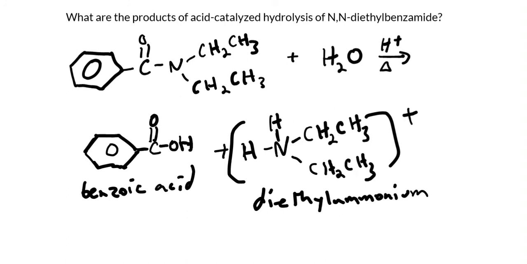So either way, hopefully this was helpful, and it gives you a better understanding of how to use hydrolysis to break apart an amide into the carboxylic acid and amine or ammonium salt that would be produced.